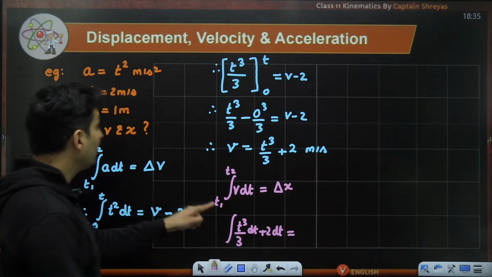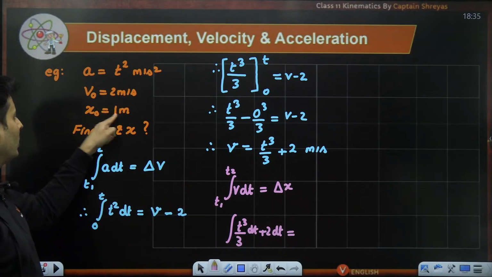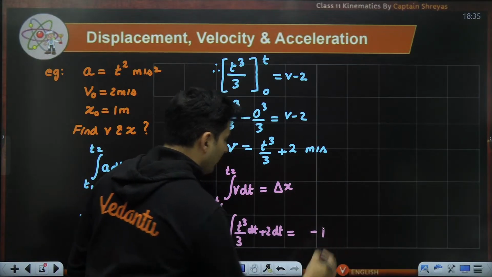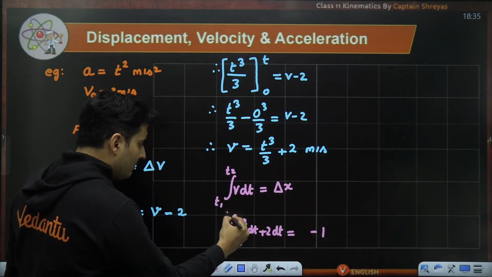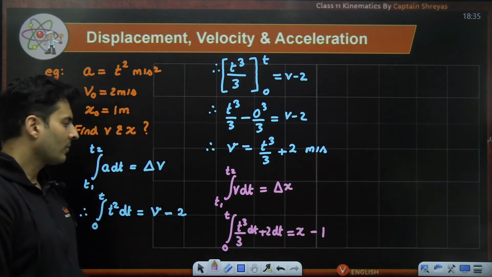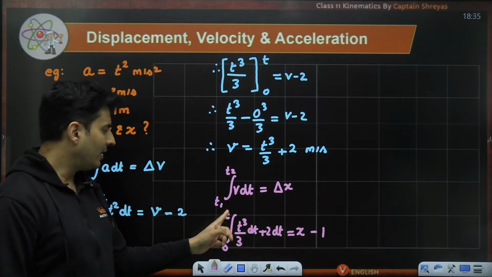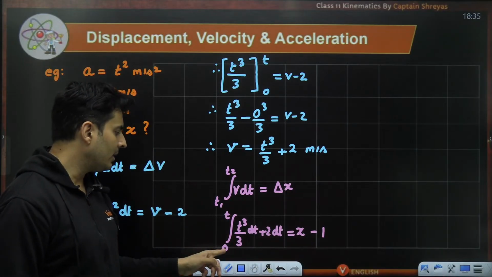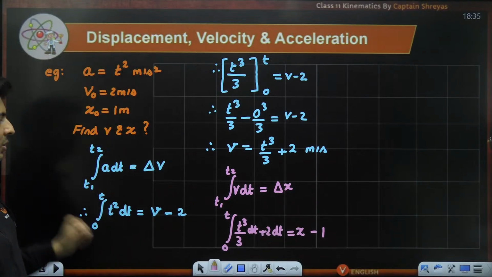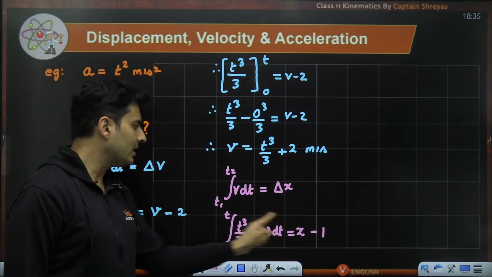Lower limit t1, when time is 0, position is 1. So initial position is 1. When the value of time becomes some random t, then the position is x. That's how the limits go. Final minus initial: final time minus initial time, final position minus initial position. Initial position is given to me. So 0 to t, and 1 to x.